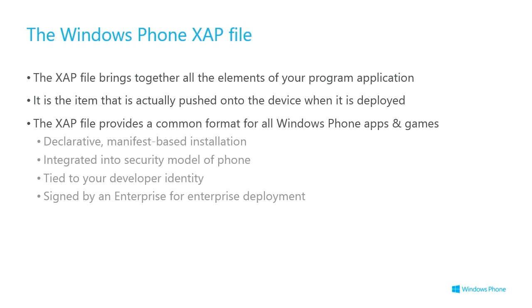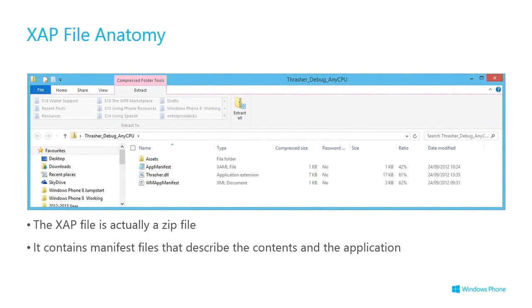What's the packaging? Well, the answer is a XAP file is the distributable package that you send. This is a declarative, manifest-based installation, and it's got a digital signature. It's tied to your developer identity. And you can also have these signed by an enterprise for enterprise deployment. But the XAP file is the container that you ship around, and everything gets compiled into it.